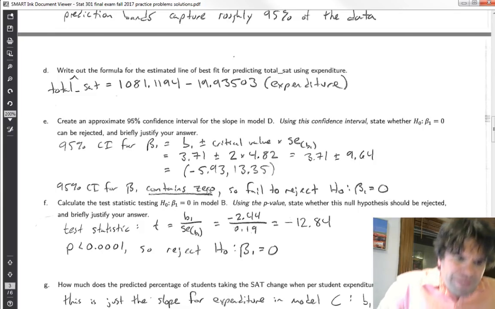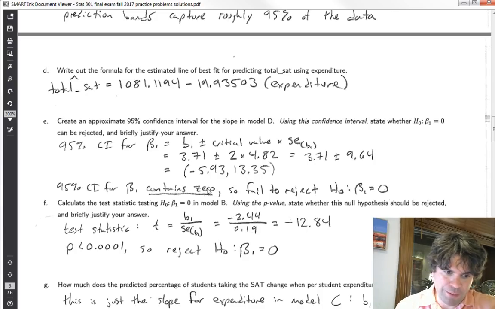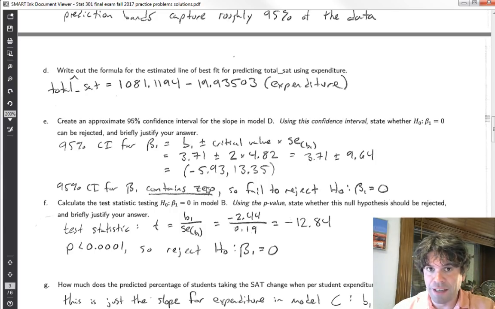Create an approximate 95% confidence interval for the slope in Model D. Using this confidence interval, state whether the null that beta 1 equals 0 can be rejected, and briefly justify your answer. So the way we make a confidence interval is point estimate plus or minus margin of error. The way we make an approximate 95% confidence interval is to get the margin of error: you take the standard error and you double it. So 2 times the standard error is roughly the margin of error for a 95% confidence interval.